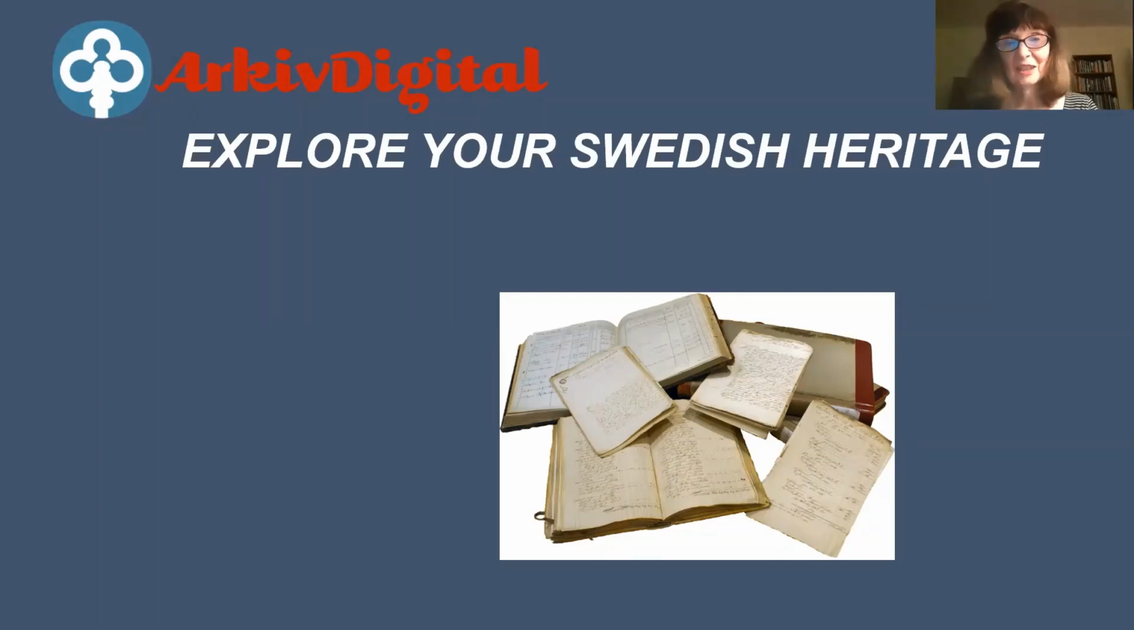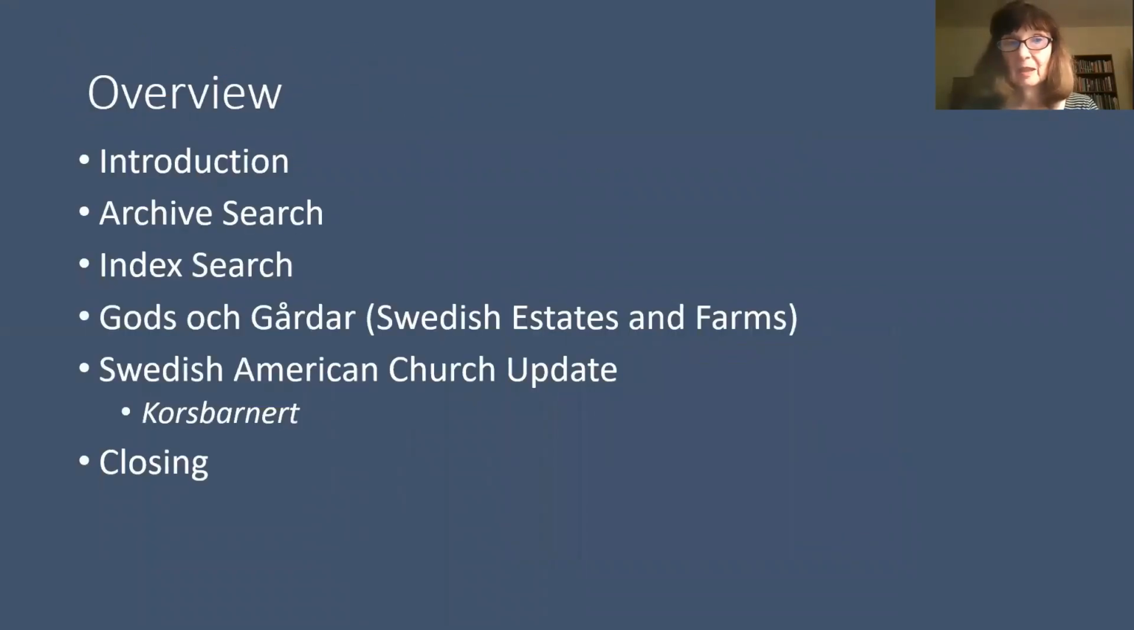Hi. Well, today I'm going to be talking about how to explore your Swedish heritage using ArkivDigital. I'm going to be giving a little introduction, and then we're going to talk a little bit about archive search. I'm going to emphasize index search, which is really the new way of searching with name searching. Also, I want to point out a series of books that we have scanned recently called the Swedish Estate and Farms, and then give you an update of the Swedish American Church, and also point out a new booklet that we've added to the Swedish American Church collection.